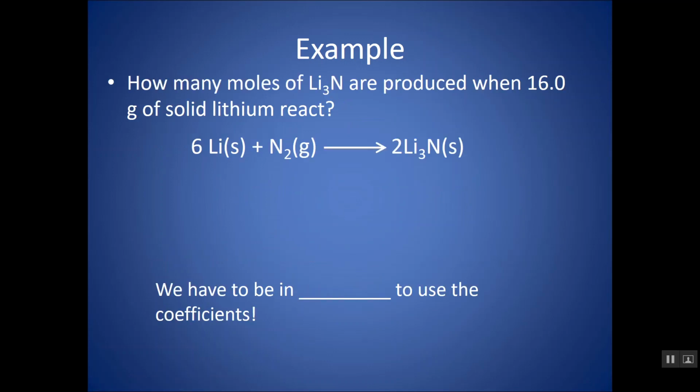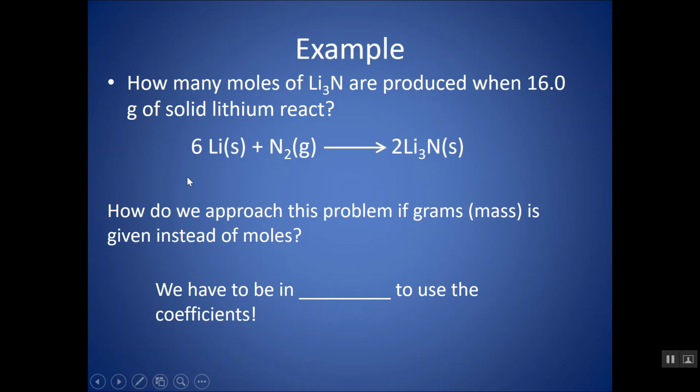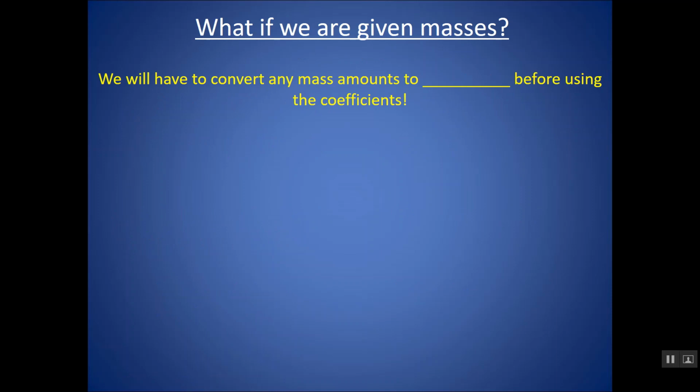Take a moment, look at this example. How many moles of Li3N are produced when 16 grams of solid lithium react? So how do we approach this problem if mass is given instead of moles? Can I touch these coefficients yet if I'm in mass? No. When in doubt, mole it out. You have to be in moles to use those coefficients. So we will have to convert any mass amounts to moles before using the coefficients.